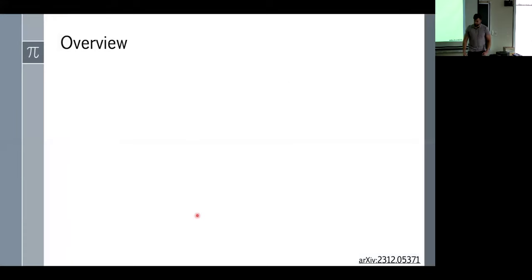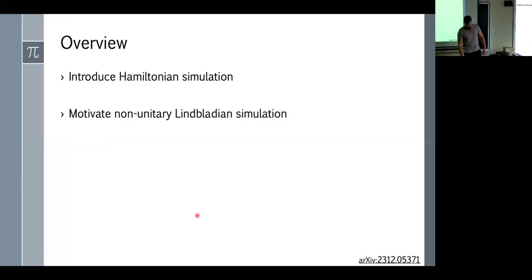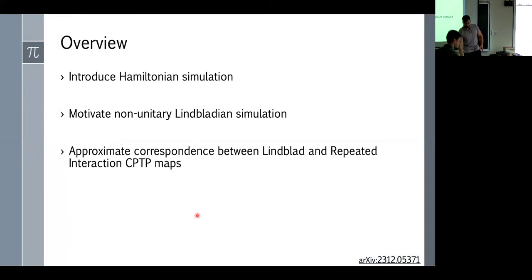So I'll just give an overview of what I'm going to cover in the talk. I'll briefly introduce Hamiltonian simulation, but I don't have to spend too much time there because Sophia did a great job already talking about that. Then I'm going to motivate the non-unitary or Lindbladian simulation, which we're interested in here. And then I'm going to introduce this approximate correspondence between these Lindblad equations and what is known as repeated interactions, or CPTPs, so completely positive and trace-preserving maps, which are just required to preserve the notion of our density matrix, or the validity of it.